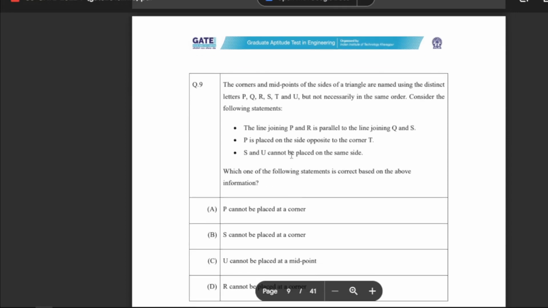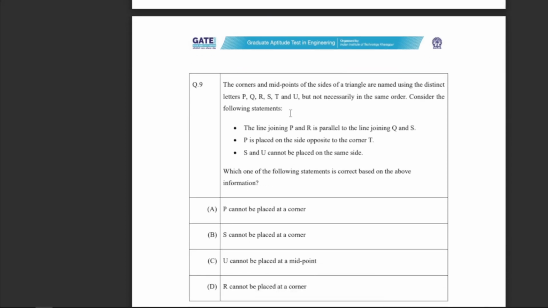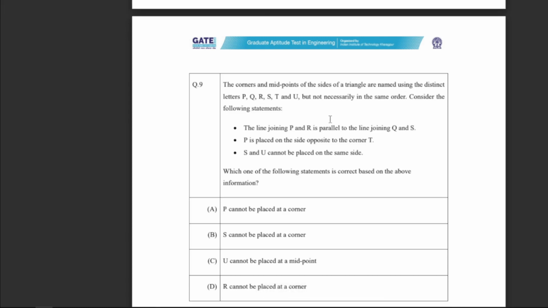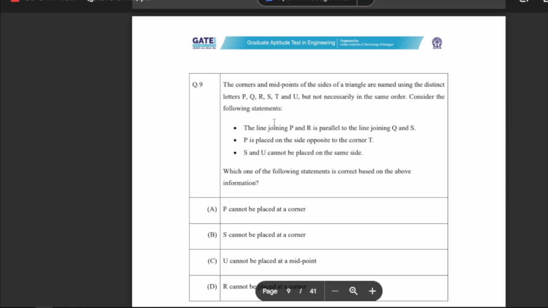Next question is, the corners and midpoint of the sides of a triangle are named using the distinct letters P, Q, R, S, T and U, but not necessarily in the same order. Consider the following statements.